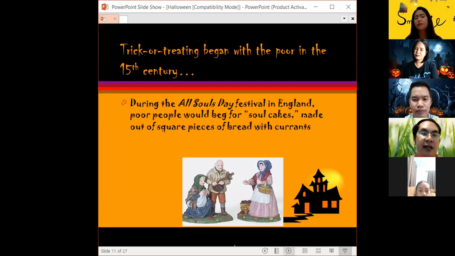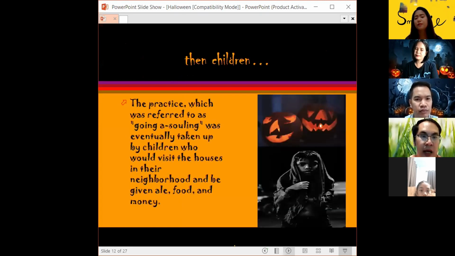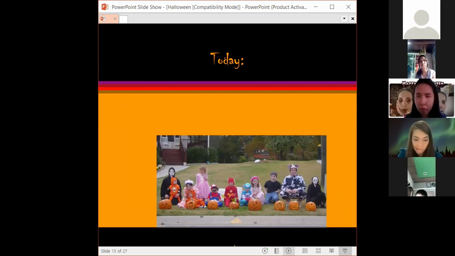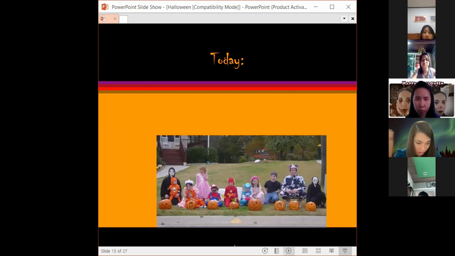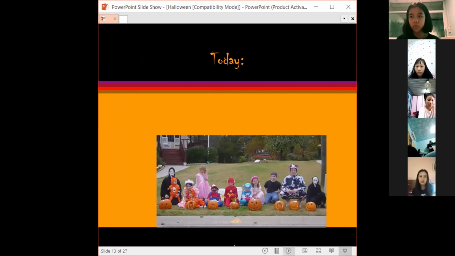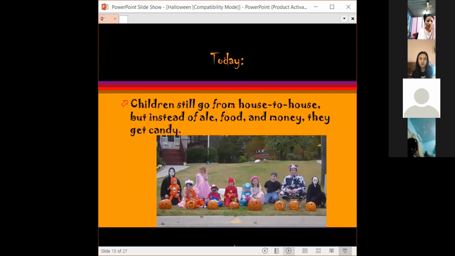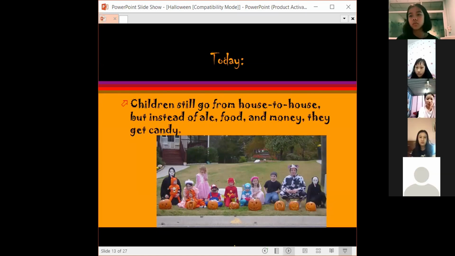All right, next, the practice, which was referred to as going a-souling, was eventually taken up by the children who visited the houses in their neighborhood, given food or money before. All right, that is before. Okay, but today, children are wearing costumes. Then they have a mini container to put their candies in on their trick or treat. Okay, children still go from house to house, but instead of food, they get candy. Okay, candies.